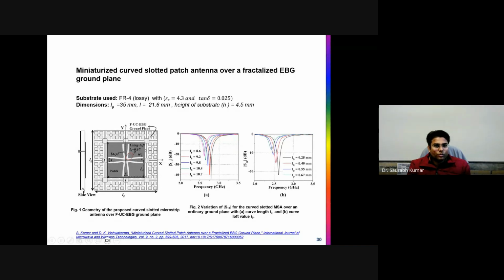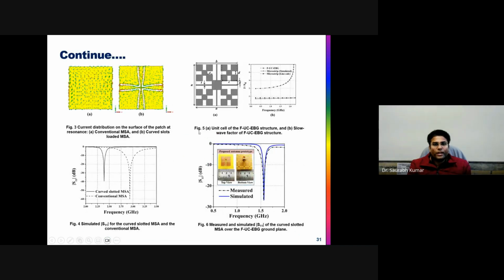This is the strip line, and this is the L, and one will be giving you the L, and this behavior will be giving you the C, capacitance and inductance. So the fractalized uniplanar EBG structure is this. This is one unit cell of the structure.